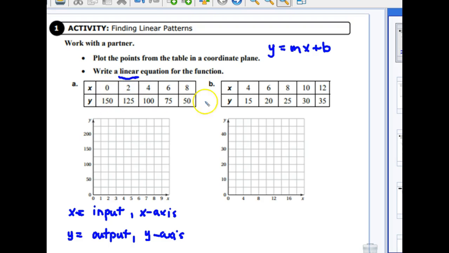So these numbers here, I can write them up as an ordered pair. I have 0, because that's my x, and then my y is going to be 150. They correspond to one another. My next ordered pair is going to be 2 and 125. What would my next ordered pair be? Jimena? 4 and 100. Perfect.